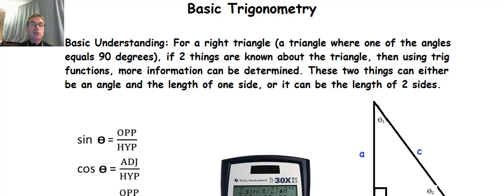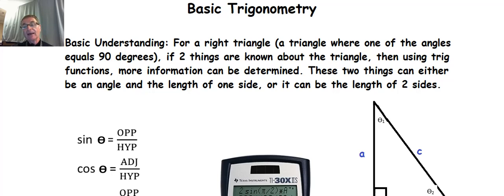All right? These two things can either be one of the angles, in addition to the 90 degrees, and the length of one side, or the length of two sides. If we know the length of two sides, we can get everything else. Or if we have one of the other angles, either theta 1 or theta 2, and one of the lengths of the sides, then we can get all of the other information about the triangle.